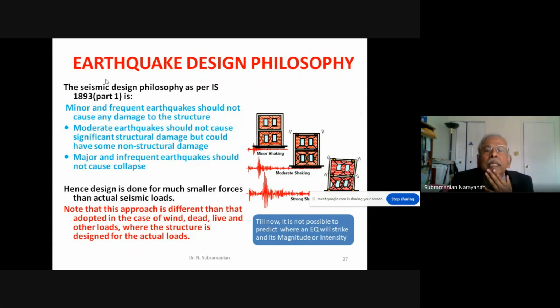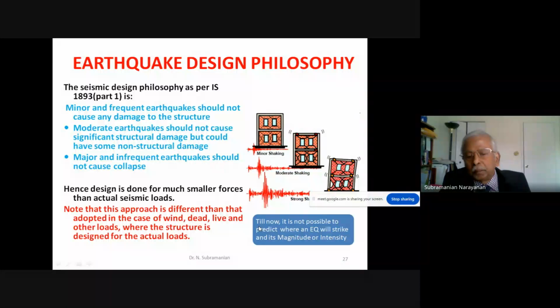So that is why the earthquake design philosophy that is given in IS 1893 is: minor and frequent earthquakes should not cause any damage to the structure, and moderate earthquakes should not cause significant damage but could have some non-structural damage. Major and infrequent earthquakes should not cause collapse. So it can have damage but should not collapse. Hence, design is done for much smaller forces than actual seismic loads. So this approach is different from the case of wind, dead, live load, and other loads, where the structure is designed for the actual loads.